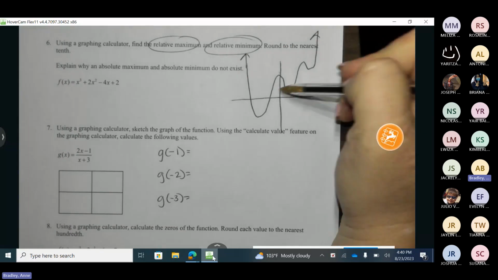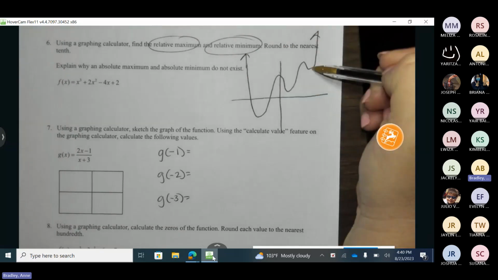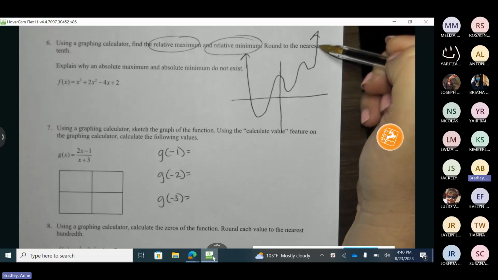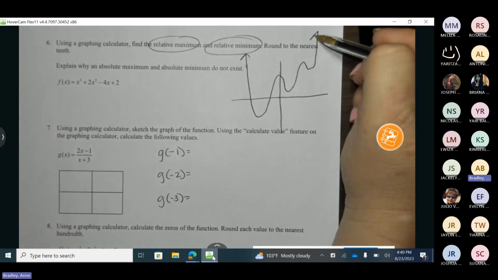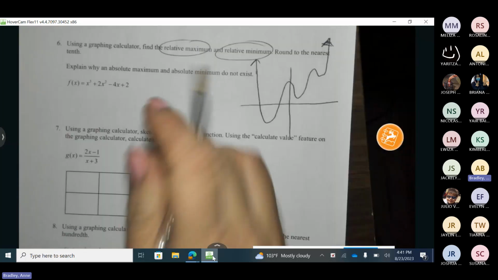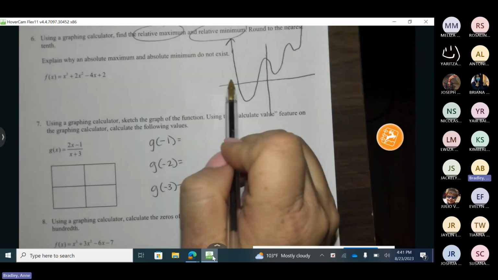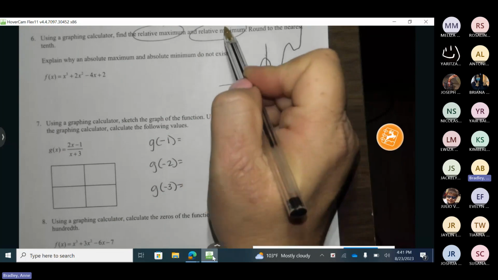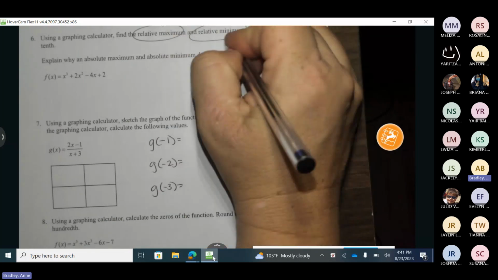This arrow insinuates that as we go to the right, it's going to continue to go up. So this is going up at a slight diagonal, and it will continue to go up. This arrow means it never stops going up as you move to the right. And this arrow means the same thing. As we move to the left, this function will continue to go up. So what does that mean?